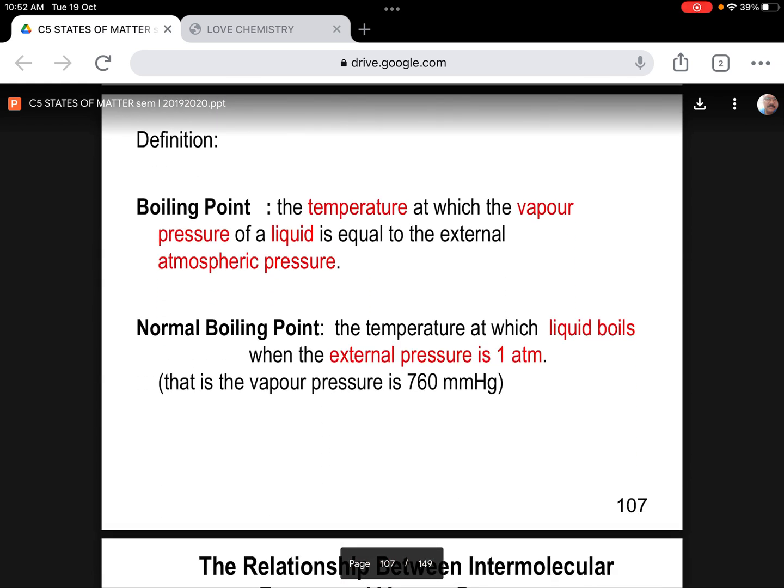Now, for boiling point, there are two important definitions you need to know. First is boiling point: the temperature at which the vapor pressure of a liquid equals the external atmospheric pressure. While normal boiling point is the temperature at which a liquid boils when the external atmospheric pressure is 1 atm. So there's a difference between the two definitions here. Students must know what is boiling point and what is normal boiling point. The difference is atmospheric pressure. For boiling point, it can be any external pressure, but for normal boiling point, it has to be 1 atm.